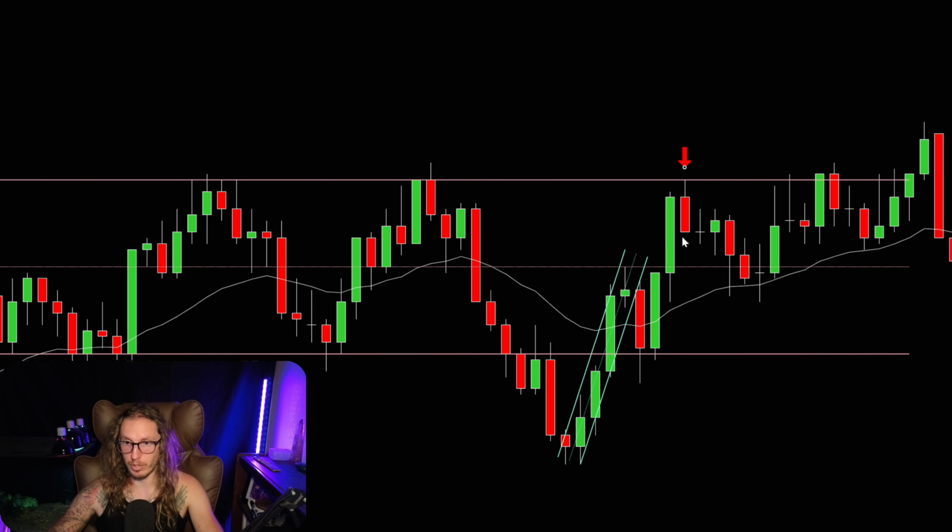We can enter one tick below with our entry, put our stop loss one tick above, and we can look to scalp out a portion of our trade, move our stop to break even, and hopefully get a runner.